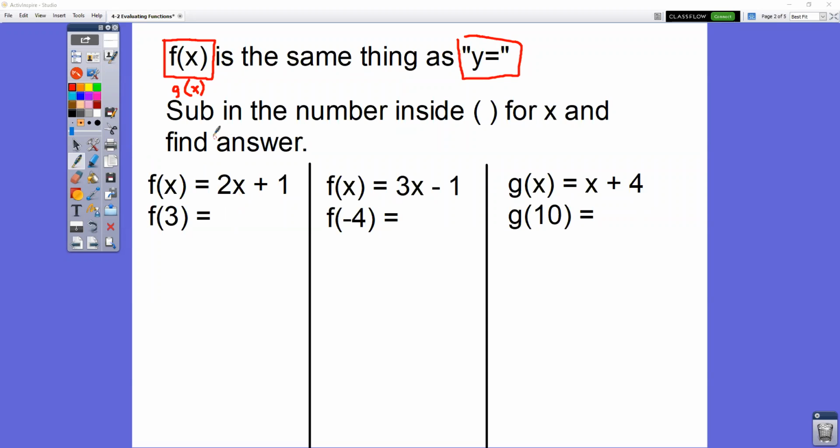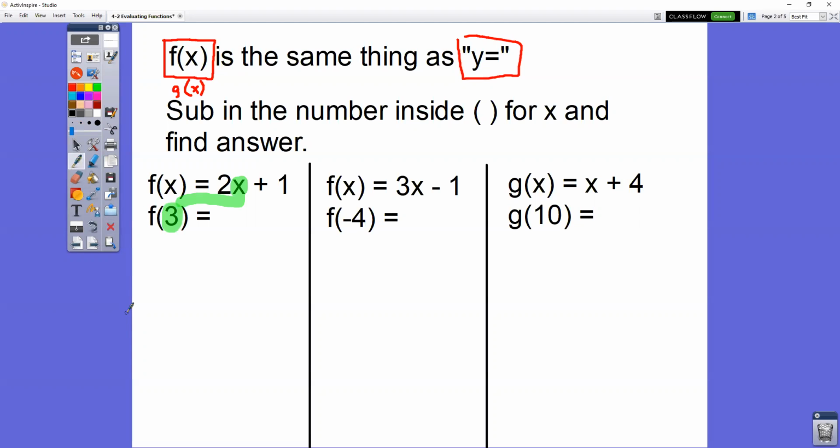Here's the first type. What you're going to do is sub in the number that's inside the parentheses in for x, and then find the answer. So in this first one, we're given the equation f of x equals 2x plus 1. We want to know what f of 3 is. So all that you're going to do is take this number that's inside parentheses, the 3, and sub it in for x.